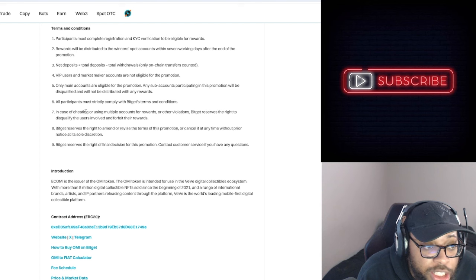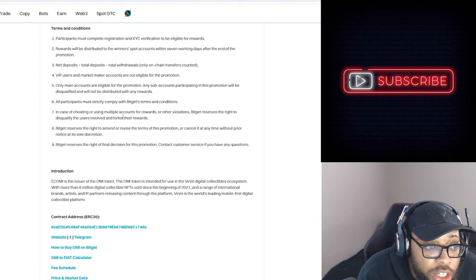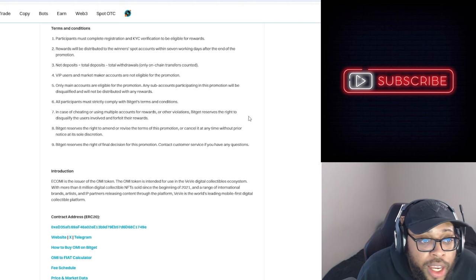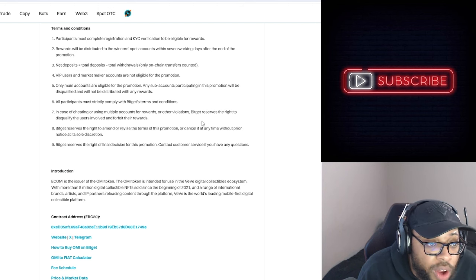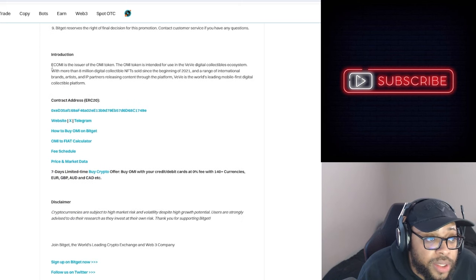All participants must strictly comply with Bitget's terms and conditions. In case of cheating or using multiple accounts for rewards or other violations, Bitget reserves the right to disqualify the users involved and forfeit their rewards. Okay, this is just the rules.